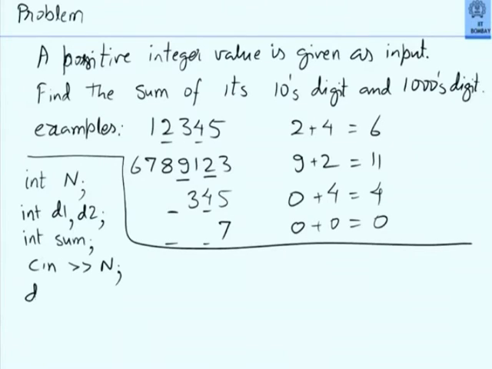Now, the units digit is very simple. How will you find it? d1 is equal to n modulo 10. But now you do not know how many digits are there. So how will you find the thousands digit? The earlier trick will not work. n divided by 1000.